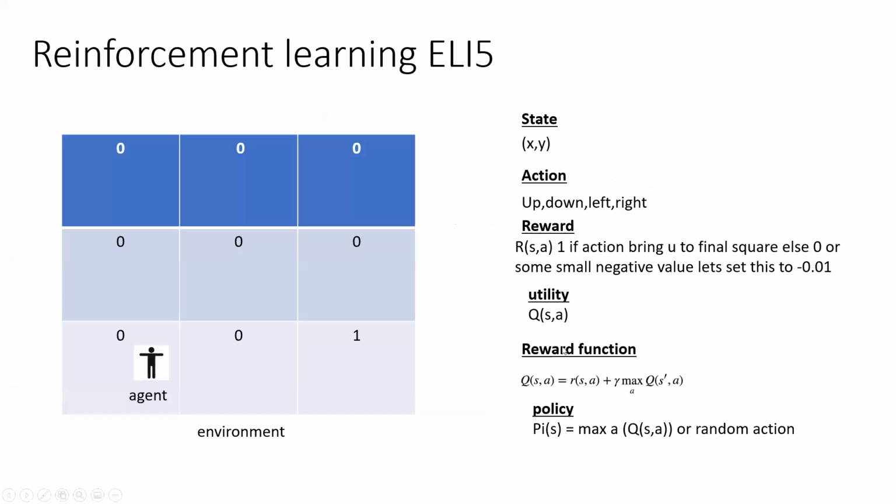So basically for reinforcement learning, you need the state. In this example here, we have the environment, which is basically a grid, and an agent. You need a state, you need actions, you need a reward. Here the reward is 1 if you reach this goal. A utility function, which is basically the value of that state, and a reward function.